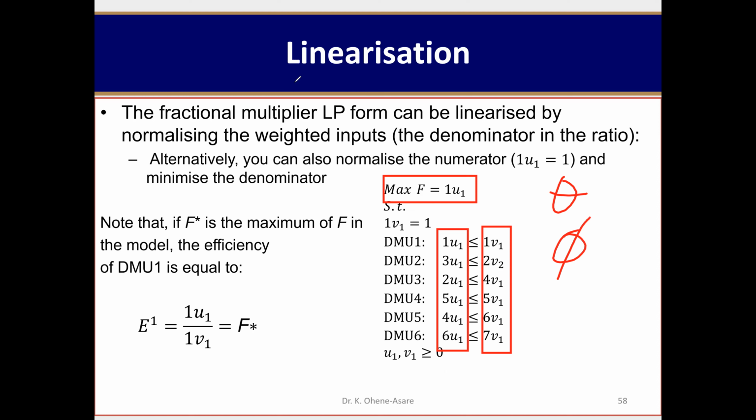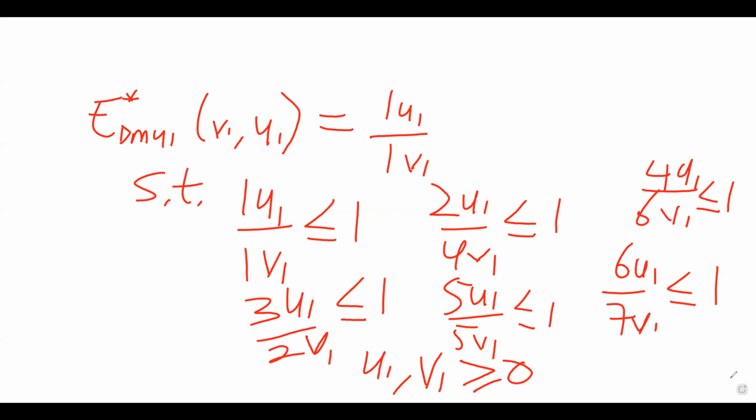Yes, there's an input, and we are going to do an input-oriented model. So we minimize the input. We could choose the output, but we're going to do it for the input. If you remember the way the graph looks, let me just remind you briefly how the graph looks.